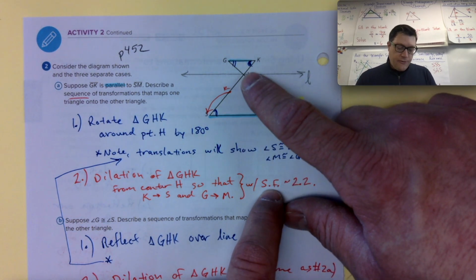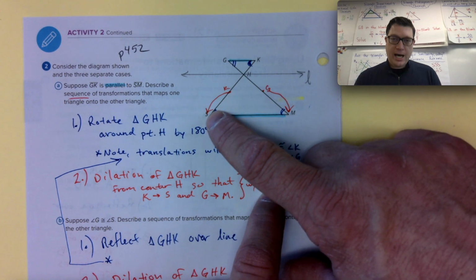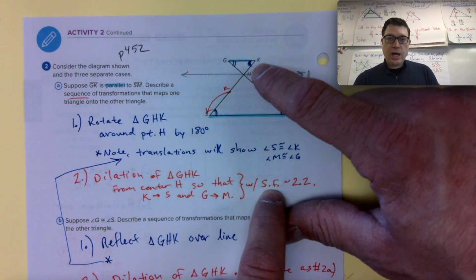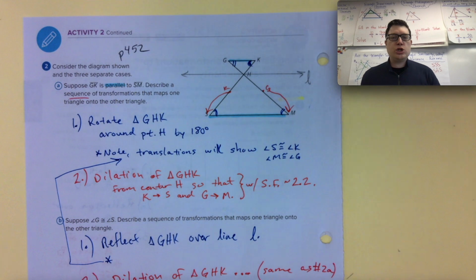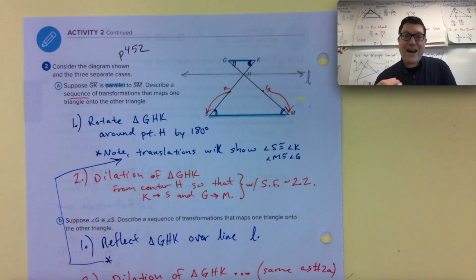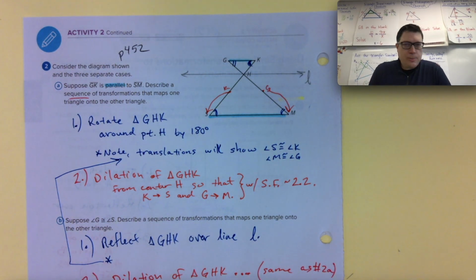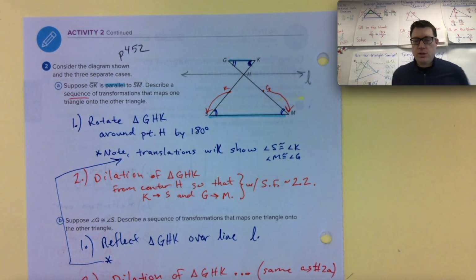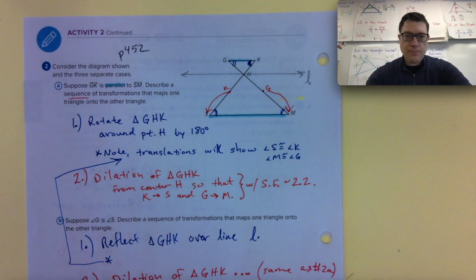to figure out that the full length of HS divided by the length HK is about 2.2 in terms of scale factor. Scale factor is a multiplication process, and you can use the opposite of multiplication, division, to figure out how big that scale factor adjustment needs to be.